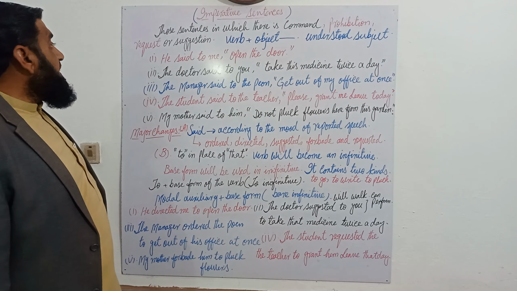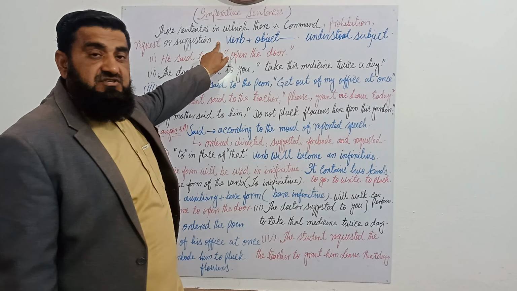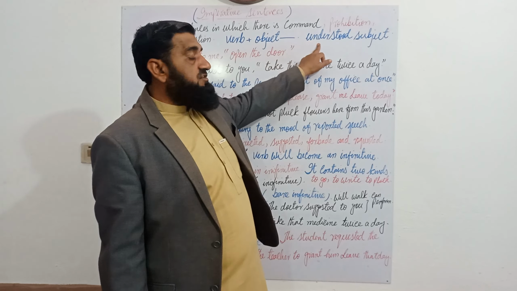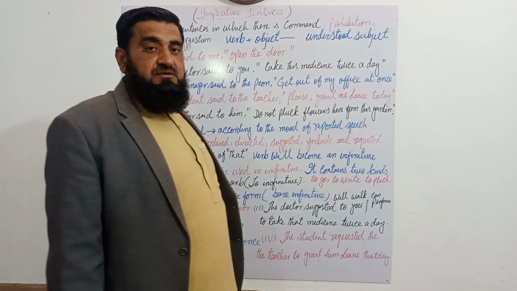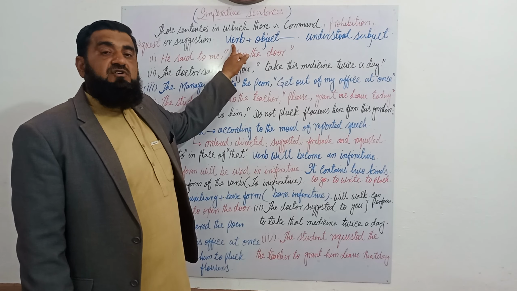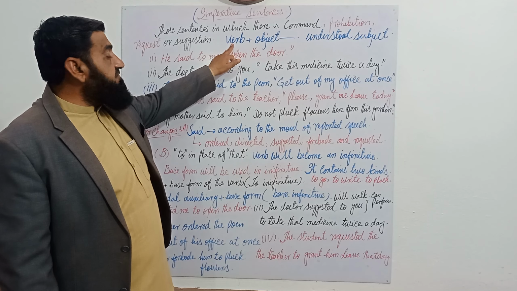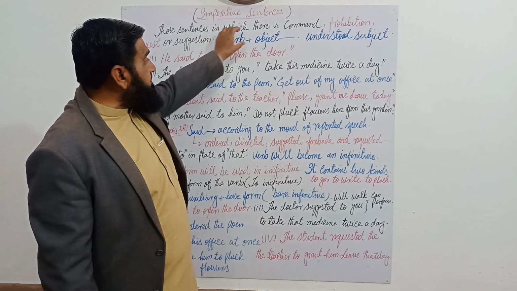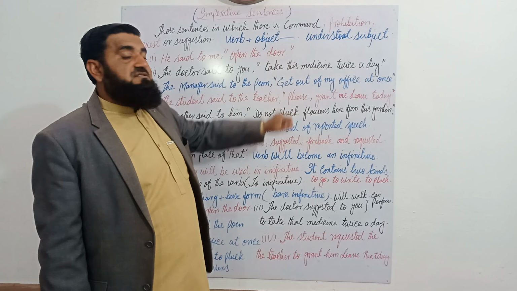For example, the grammatical structure of imperative sentences: they will be started from a verb. There will be no subject, and the subject we will call the understood subject. So the subject will be understood. And these sentences will be started from a verb. So the verb will be the head word of an imperative sentence, plus an object. So verb plus object, and there will be a full stop at the end of such like sentences.